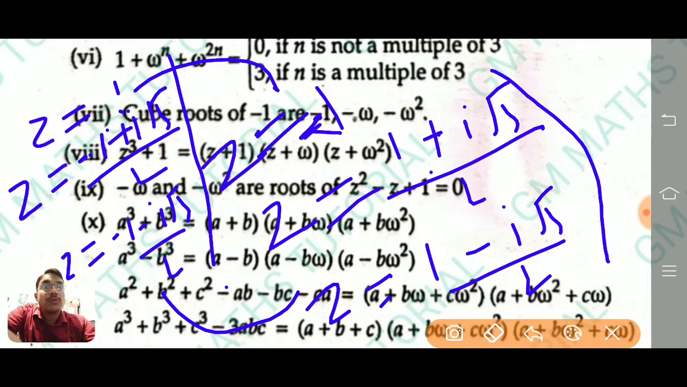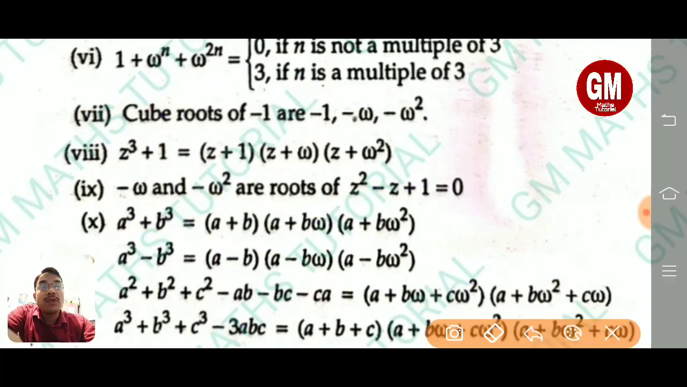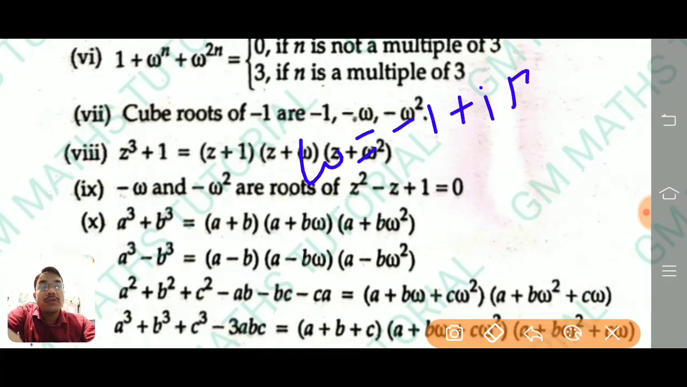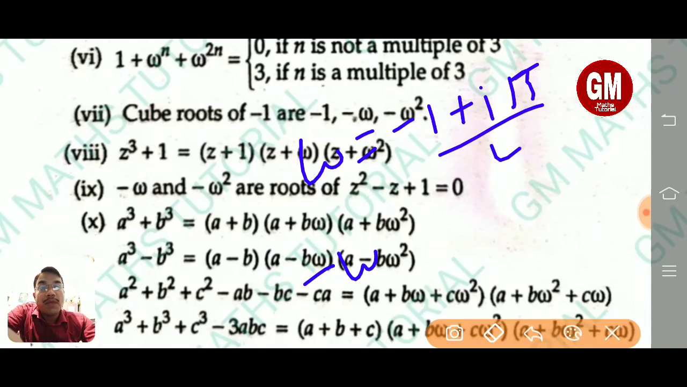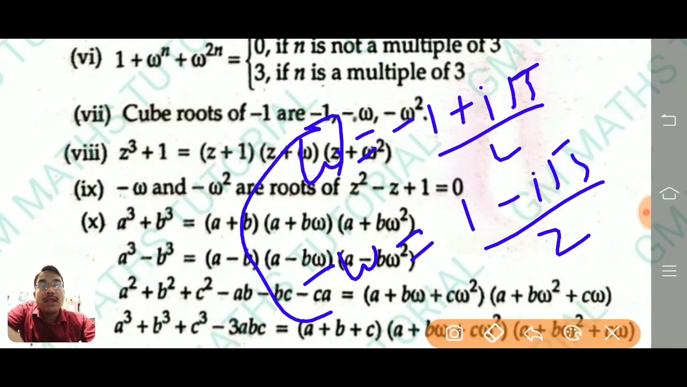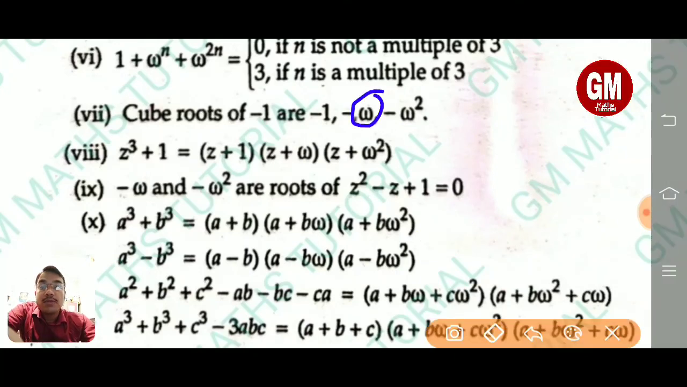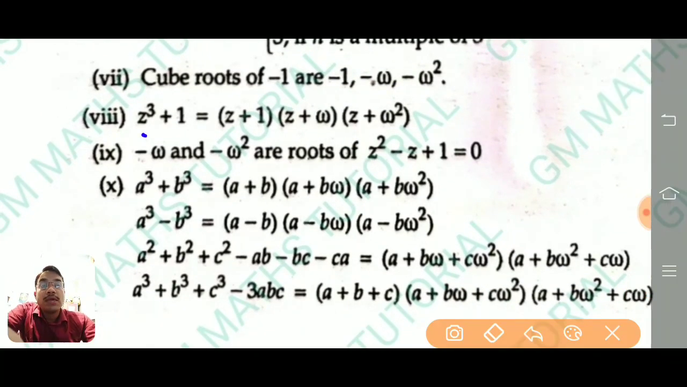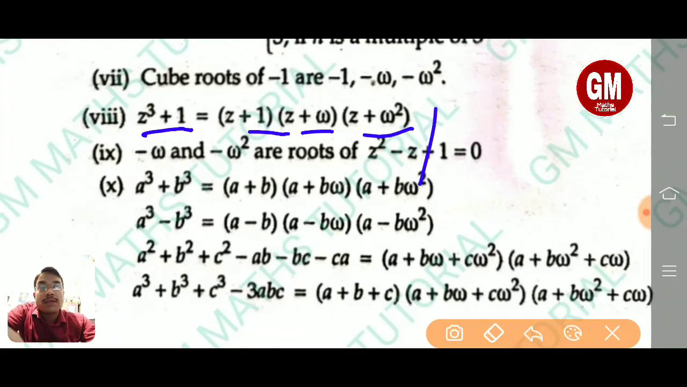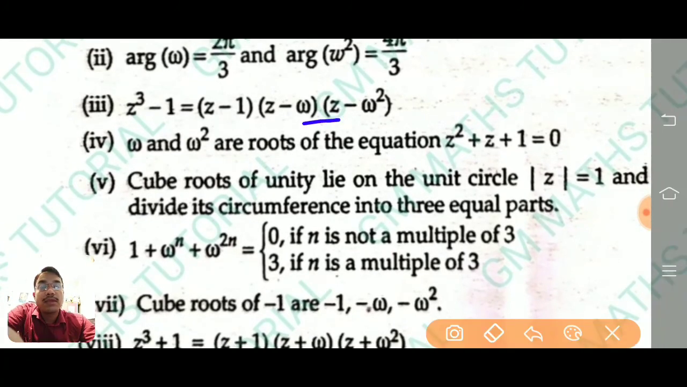Clear? So we can say that if we consider this as omega, we know that omega is minus 1 plus i root 3 upon 2. And what is the meaning of minus omega? Here we can say that omega is minus 1 by 2 plus i root 3 upon 2, so here we put minus omega and minus omega square. Okay, now move next. z cube plus 1 we can write as z plus 1 times z plus omega square. Similarly we can write property number 3.